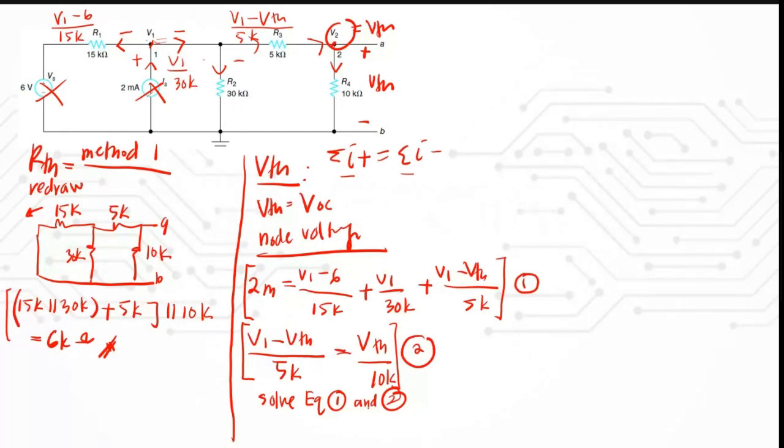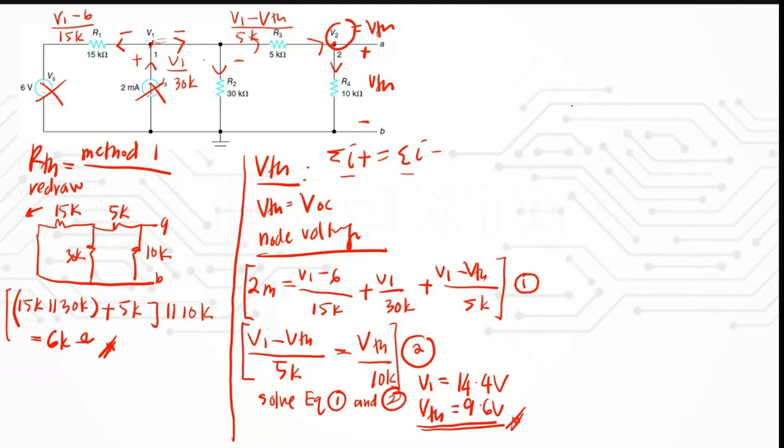Okay, so when you solve these 2 equations, you can get the value for your V1, which is equal to 14.4 volts, and for your VTH you will get 9.6 volts. The important thing that you want to find from this equation is this VTH. So now you already have the value for your VTH, which is equal to 9.6 volts.